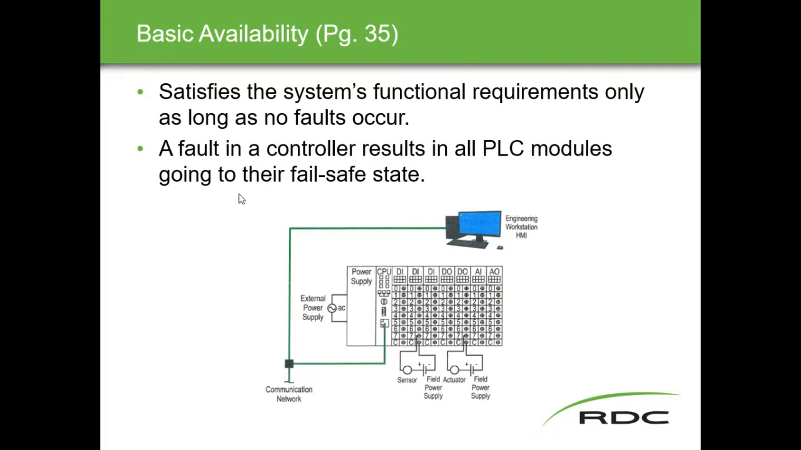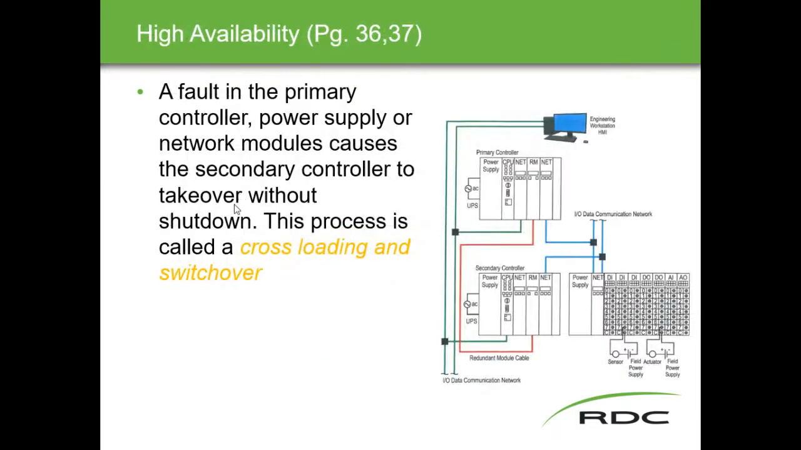Again, building as we go along here. High availability, by definition, says a fault in the primary controller, and you can see here that we have a primary controller and a secondary controller, both connected to our network. So if power supply or network modules fault, it will cause the secondary to take over without shutting down. This process of switching from one to the other is called cross-loading and switchover.